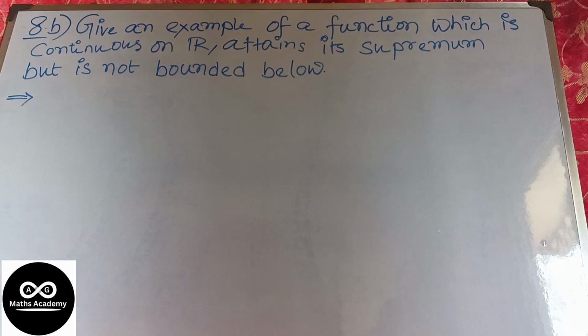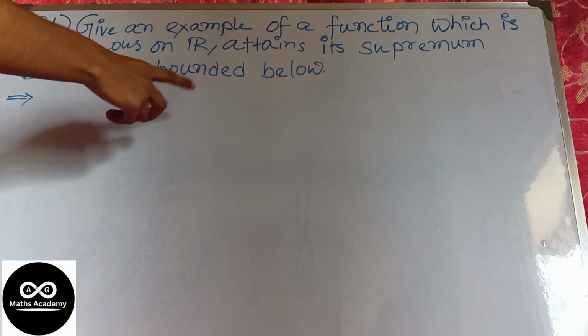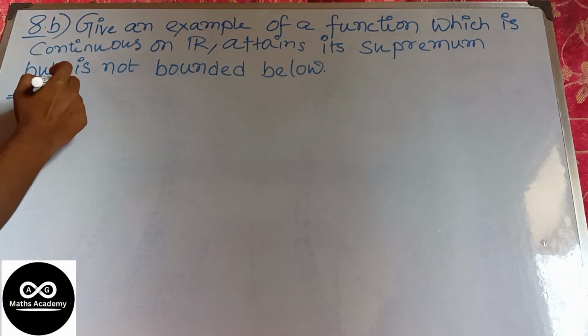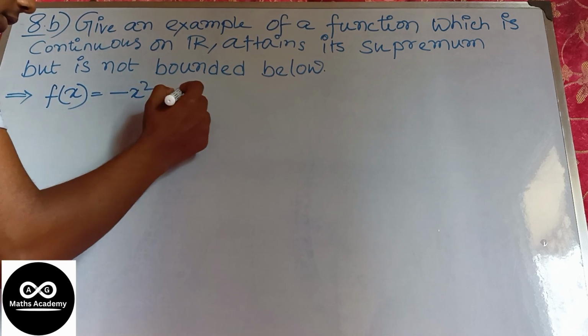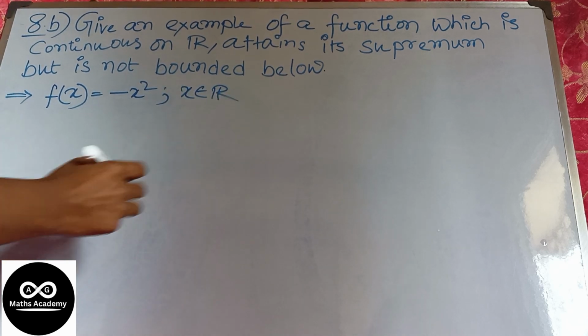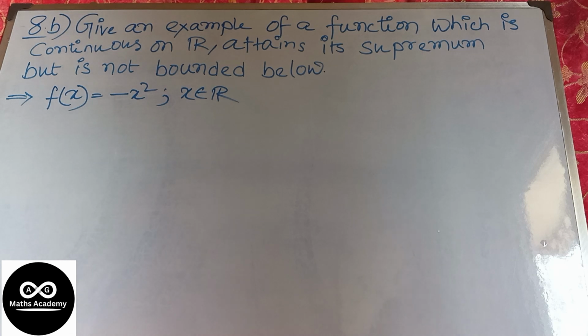Okay, so this is the next question. Give an example of a function which is continuous on R, attains its supremum but is not bounded below. So we need to find a function which has a maximum value but doesn't have a minimum value, as it will not be bounded below. So let us take the function f(x) = minus x squared over the interval R.